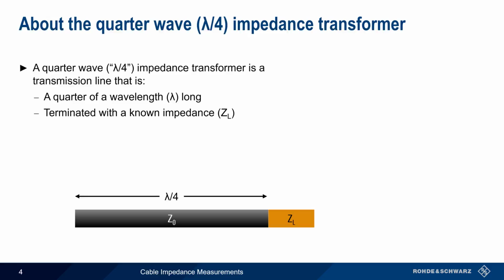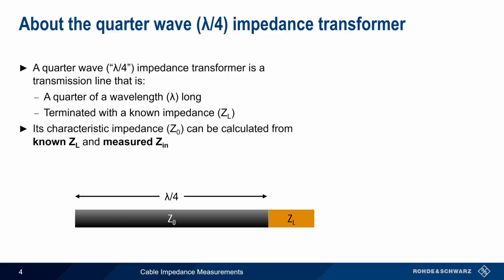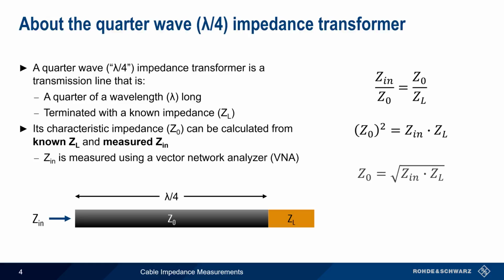In this case, the line's characteristic impedance, Z sub 0, can be calculated from the known value of Z sub L and from the value of Z sub in measured using a vector network analyzer. Using the quarter-wave impedance transformer equation and solving for Z sub 0 produces a simple equation for calculating the characteristic impedance of a quarter wavelength line using known Z sub L and measured Z sub in.